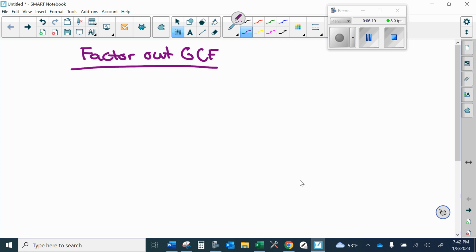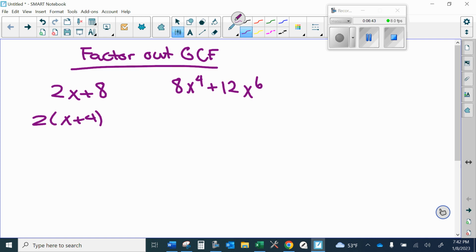Usually you're not just factoring out a GCF in a problem. That rarely occurs, sometimes in Algebra 1, but just to review the very basics. Let's say I have 2x plus 8. I take out the GCF of 2. I'm left with x plus 4. Or let's say I have 8x to the 4th plus 12x to the 6th. I see 4 is the GCF there, and I can take out a total of 4 x's from each one. So I'm left with 2 plus 3x squared.